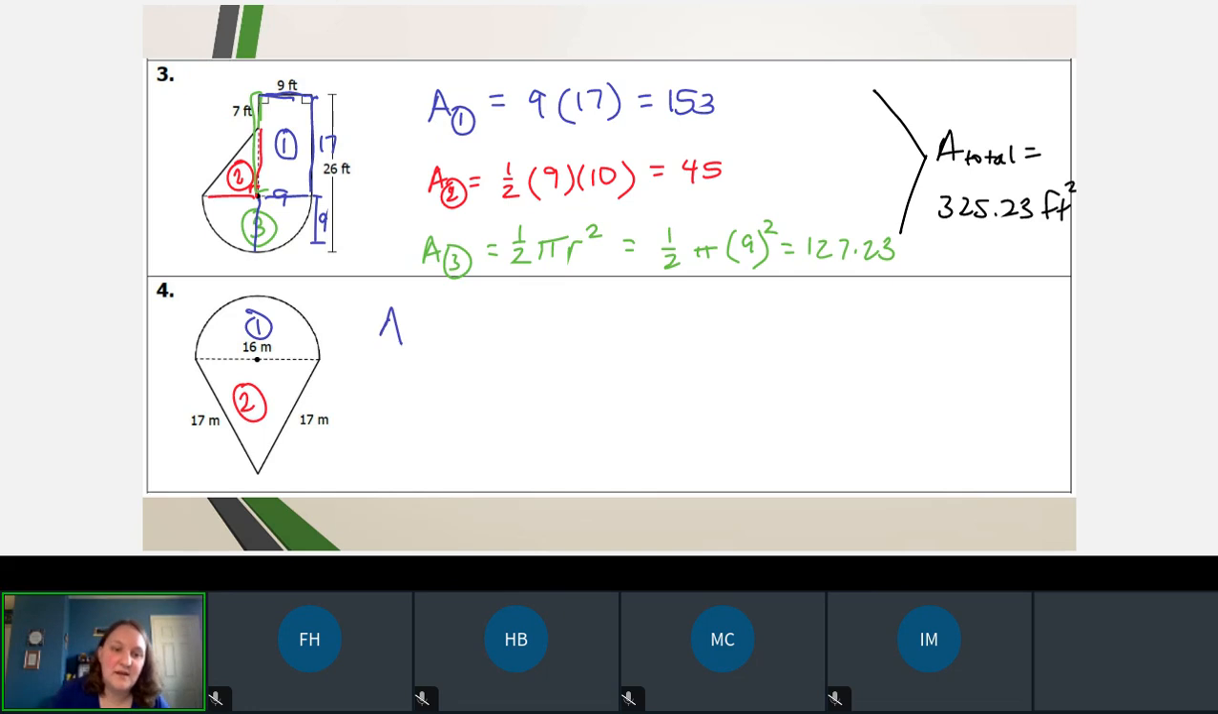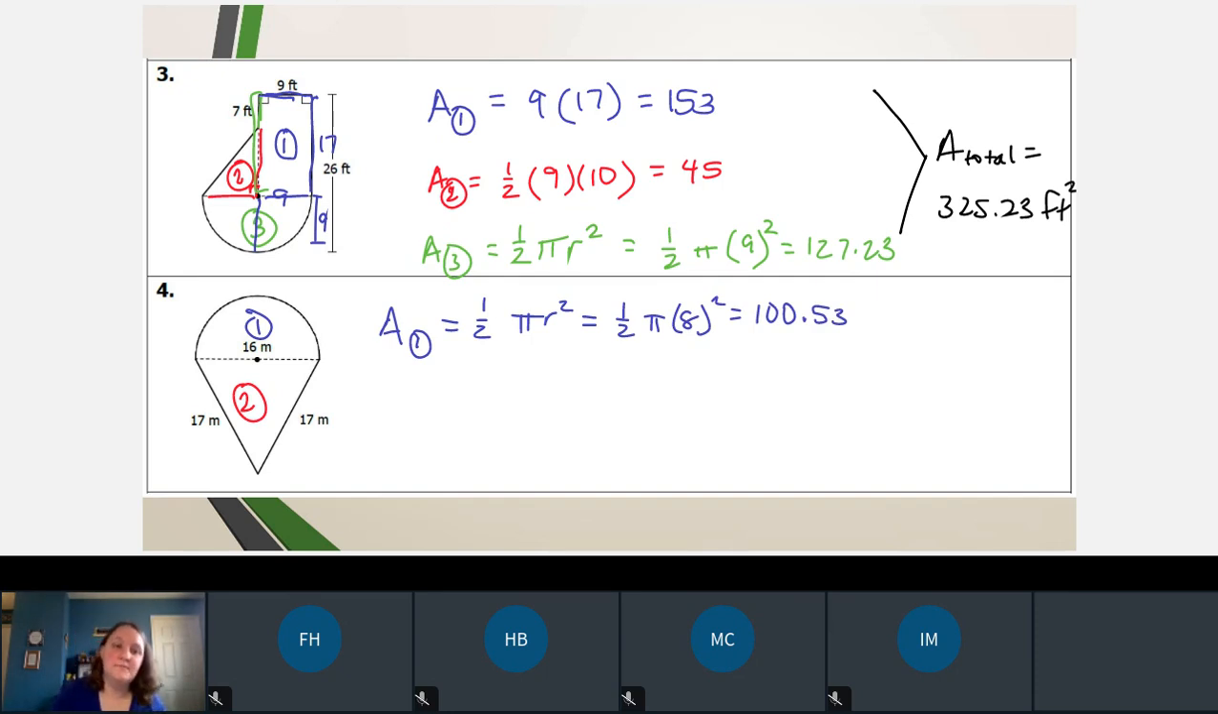All right, let's find the area of our region 1. So that's a semicircle. So that's half of a whole circle. The radius here is not given, but the diameter is. The diameter is 16. So that means the radius, of course, would have to be 8. So you'd have to divide that by 2, yeah. To the nearest hundredth, we get 100.53.